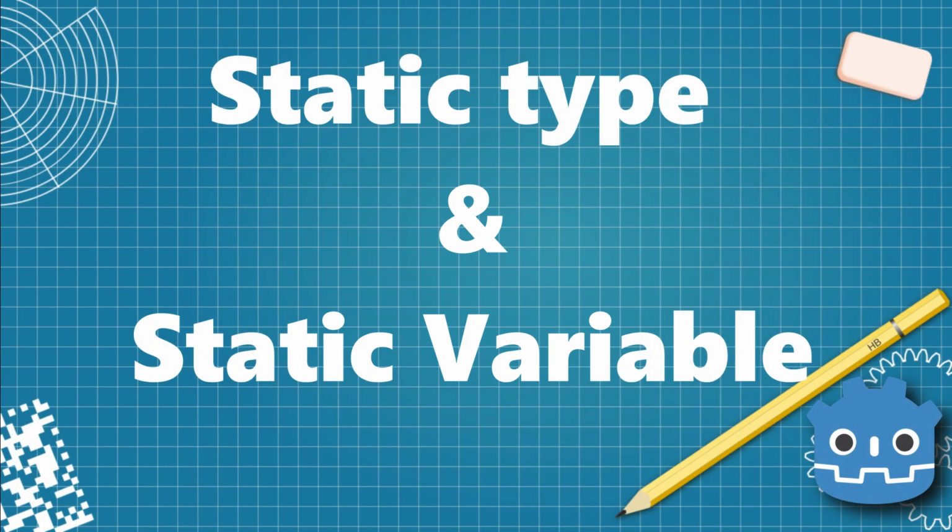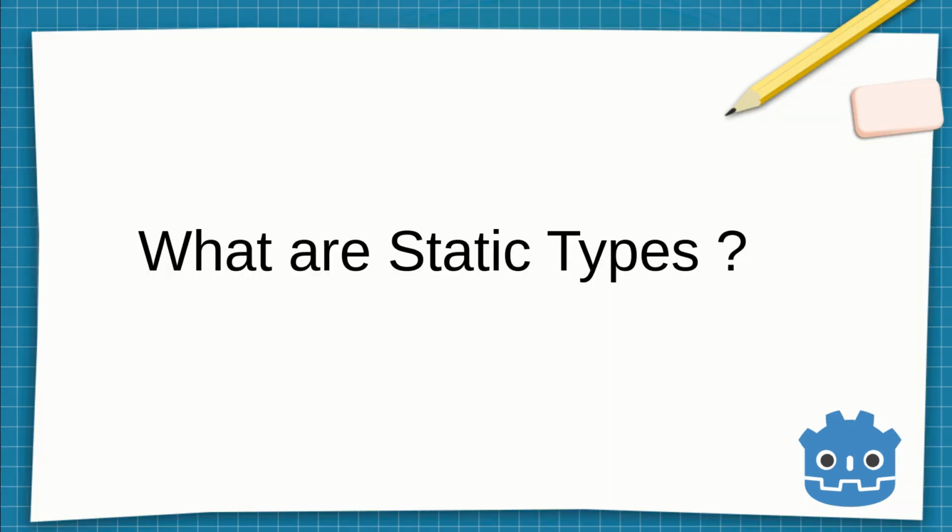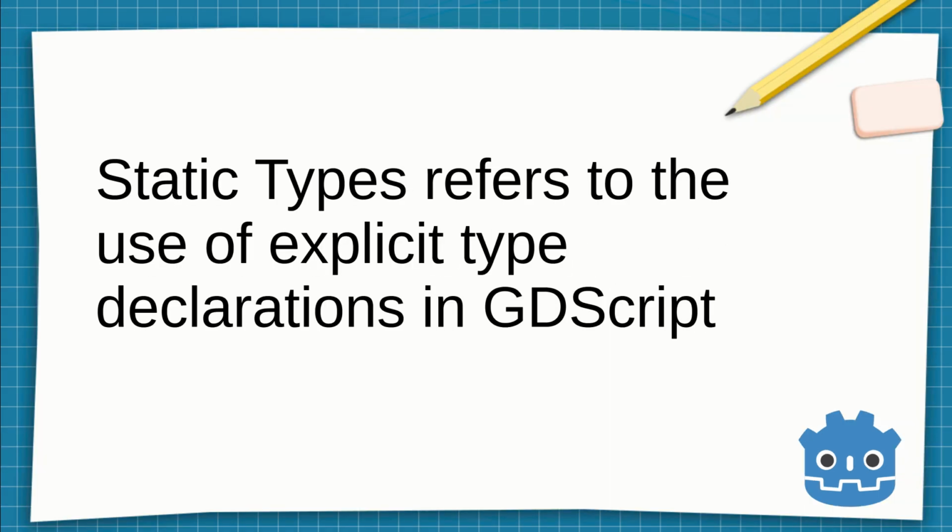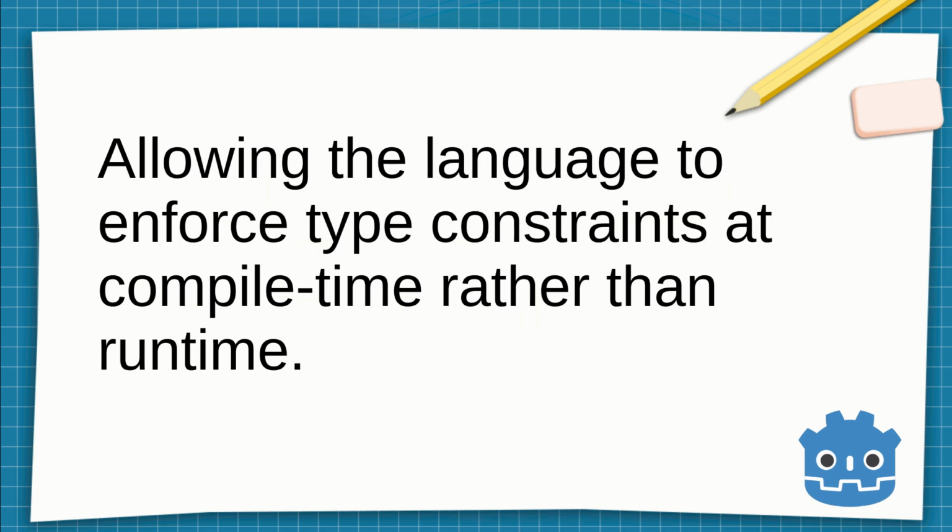Static types and static variables. What are static types? Static types refer to the use of explicit type declarations in GDScript, allowing the language to enforce type constraints at compile time rather than at runtime.